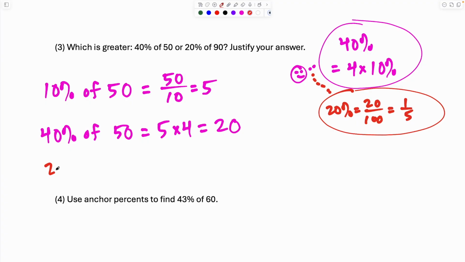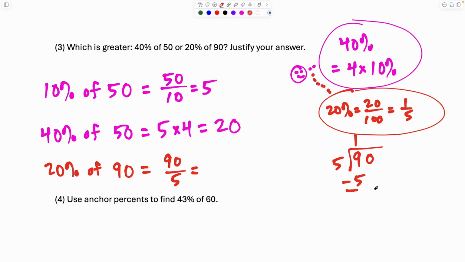So 20% of 90 is equal to, let's say I just divide by 5. So I do 90 divided by 5. And for this one, I could do the long division on the side here. So I have 90 divided by 5. 5 goes into 9 once. 1 times 5 is 5. Subtract. Remainder 4, bring down the 0. 40 divided by 5 is 8. 8 times 5 is 40. We subtract and get no remainder.